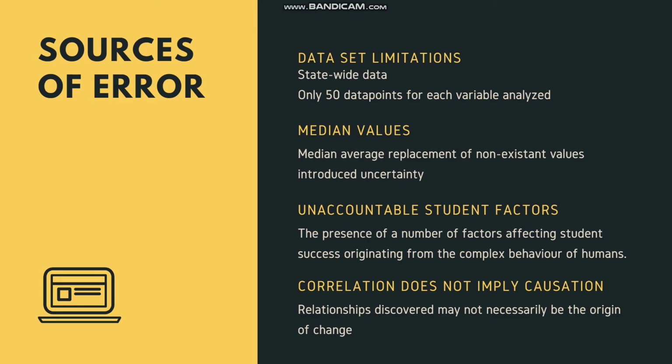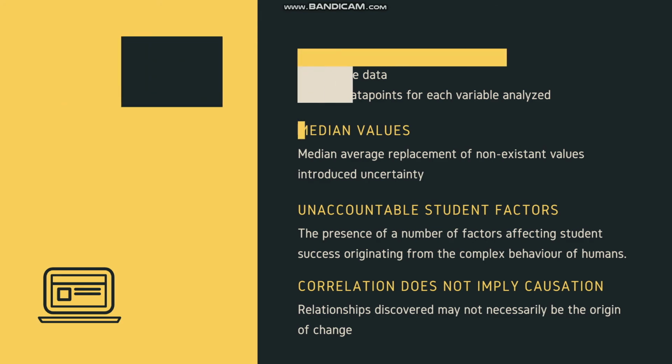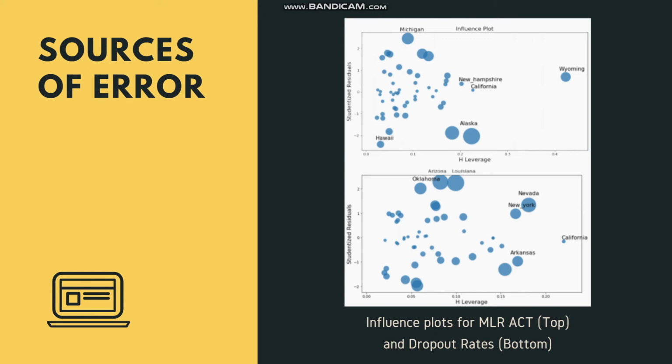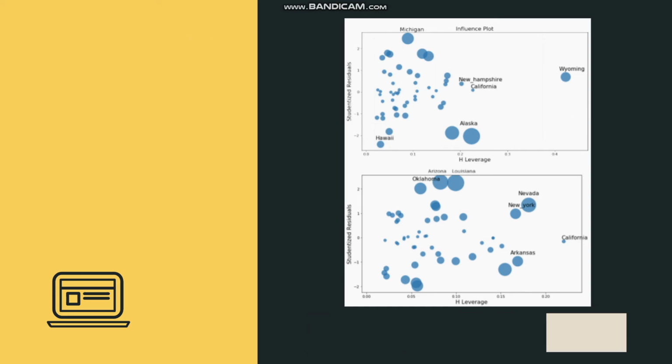We sought to explain the relationships we discovered using other evidence and reasoning. However, these relationships do not necessarily imply causation and may arise due to other unseen factors. Another source of error present in this investigation is that overly influential data points may have skewed the results, as shown by these influence plots. Such bias may be reduced if the investigation were performed using citywide data, as substantially more data points could be collected.